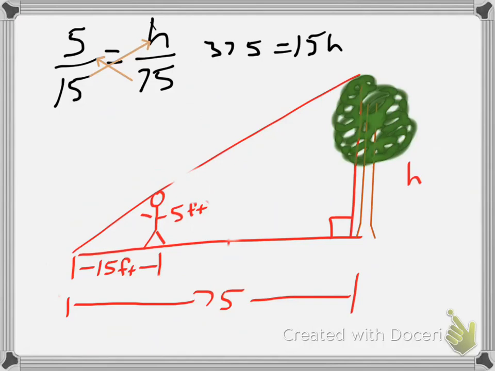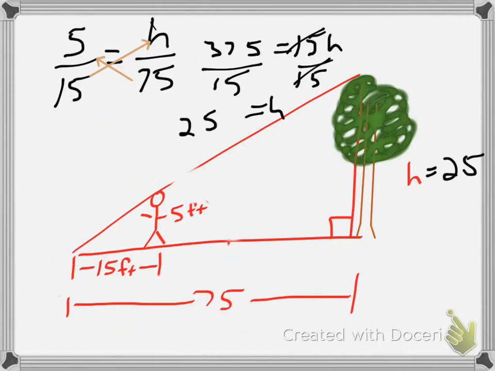Now I'm going to solve this. 15 times something gives me 375. So that means I'm going to divide both sides by 15. So what I get is h equals 375 divided by 15, which is 25. And so now I know my height. My height of the tree is 25. We used indirect measurement to figure out the height of a tree. See, it's used to figure out things that you can't measure, but you can measure things up to that point.